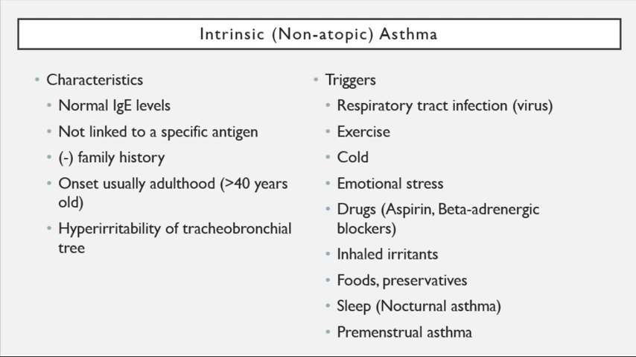As far as intrinsic non-atopic asthma, there are different characteristics that you look for to diagnose it. It would have normal IgE levels, right, because IgE causes extrinsic asthma. So if the IgE levels are normal, then that's not extrinsic, so the other option is intrinsic. And it's not linked to any specific antigens. There's a family history of it. Onset is usually adulthood. And there are different triggers, whether it be viruses, exercise, colds, emotional stress, drugs.